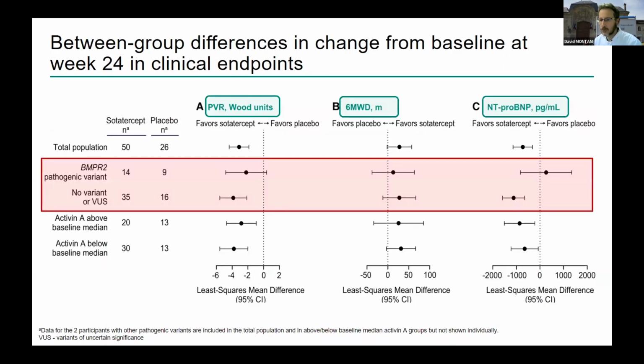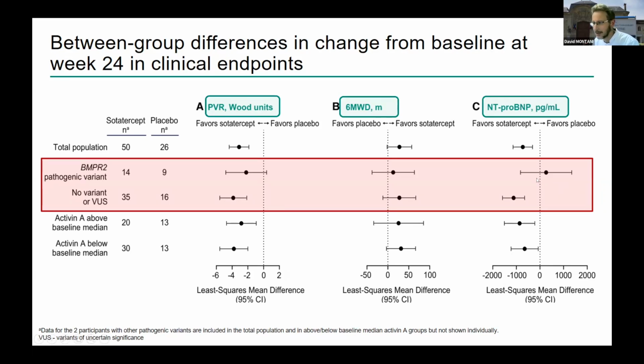And if we look at the answer to Sotatercept, the efficacy of Sotatercept in these patients, there is no difference regarding the genetic background. If you have a BMPR2 mutation or no BMPR2 mutation, the good news is that you can respond to treatment in the same way, with a decrease in PVR and an increase of 6-minute walk distance.